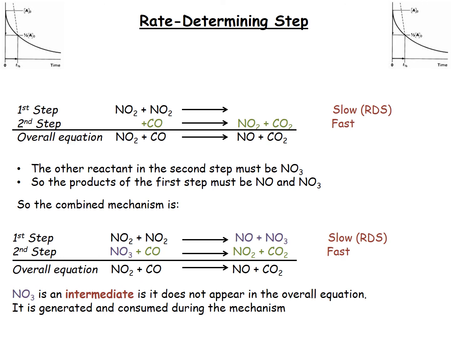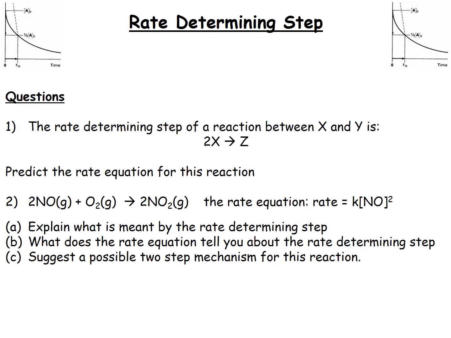So NO3 is an intermediate. It doesn't appear in the overall equation. It's generated and then used or consumed during the mechanism. Okay, it's the final couple of questions for you here. This is the last one.